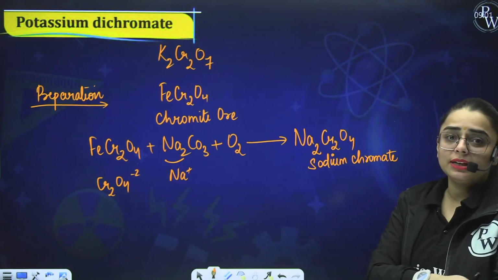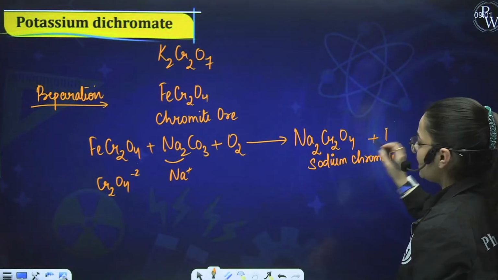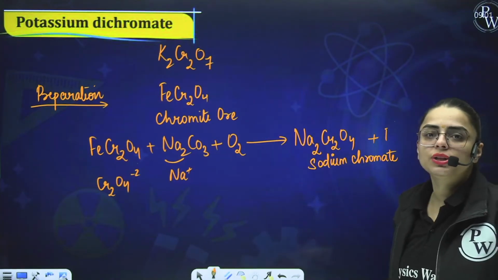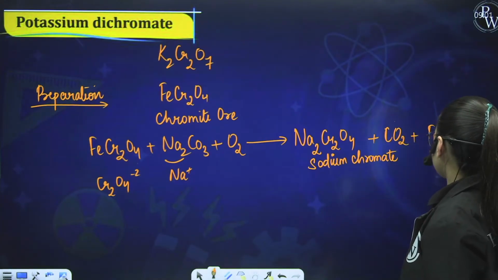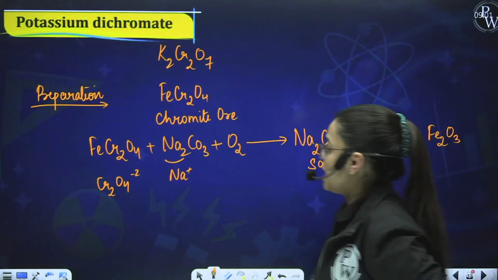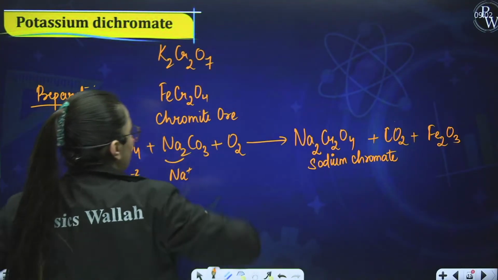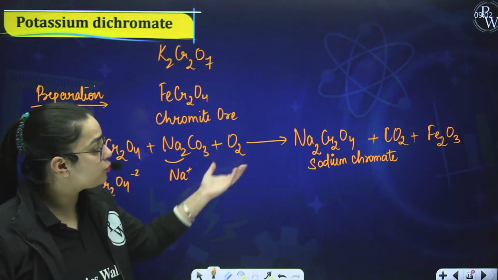Now other than this, what other compounds can be formed? As you are taking Na2CO3, CO2 will be released. Also, since you have taken iron, Fe2O3 will be formed. Is it clear to you people? This is the first reaction, but still see, we are not getting potassium dichromate. We got sodium chromate, we have not got potassium dichromate. That means we have to react further.